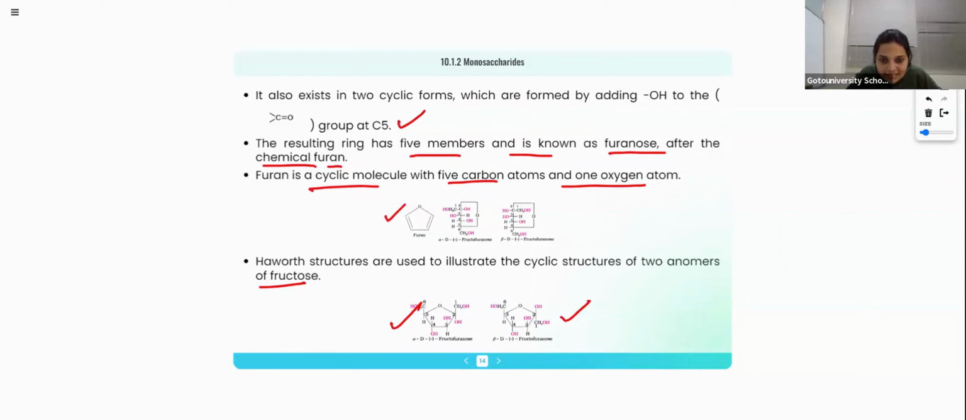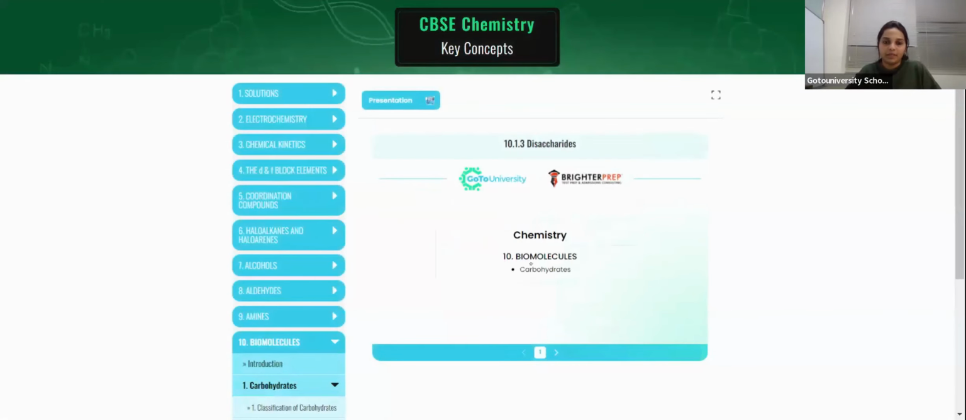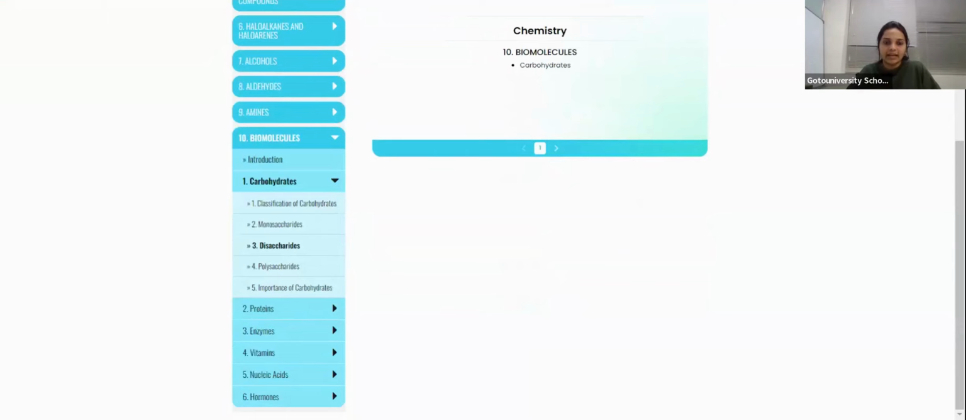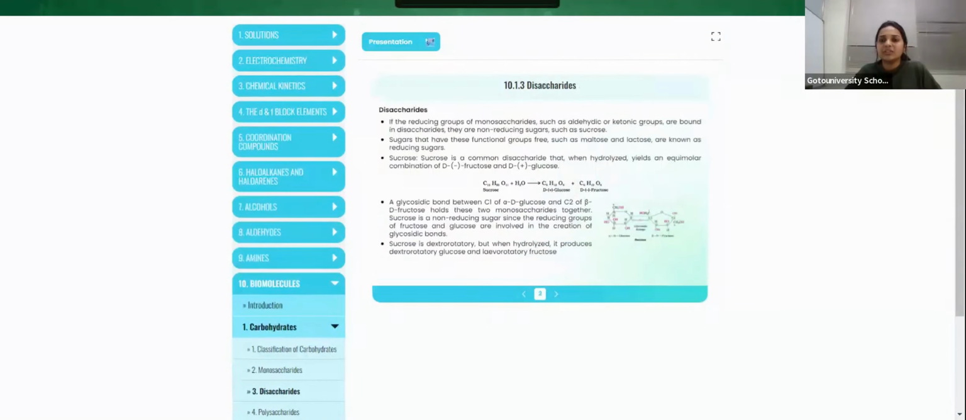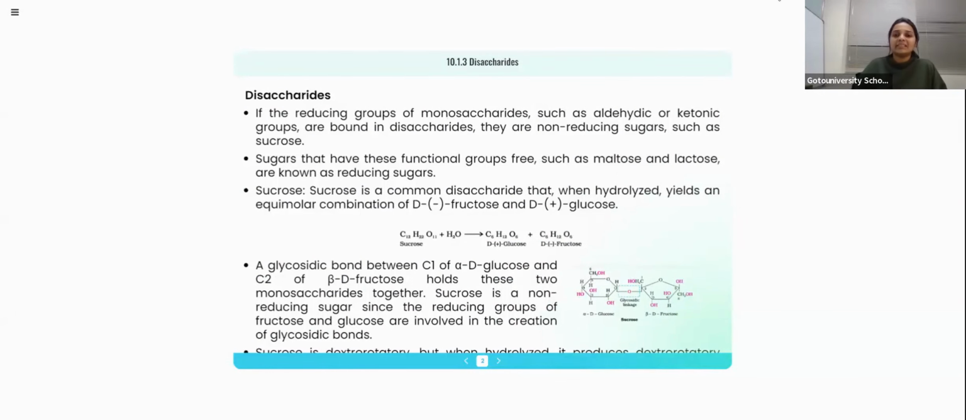Now, disaccharides. We know what disaccharides are. They contain two monomers, right? The reducing groups of monosaccharides, like the aldehyde or ketonic group, are found bound in disaccharides such as sucrose, so they are not reducing sugars, as I told you before. Sugars that have these functional groups free, such as maltose and lactose, are known as reducing sugars.